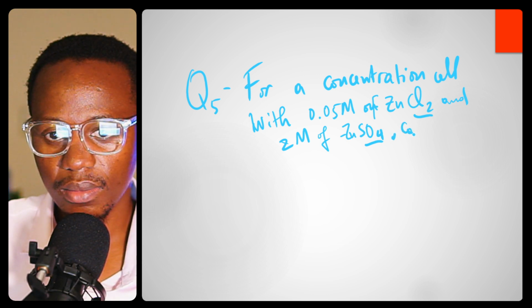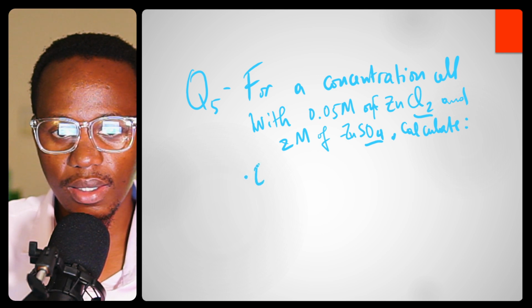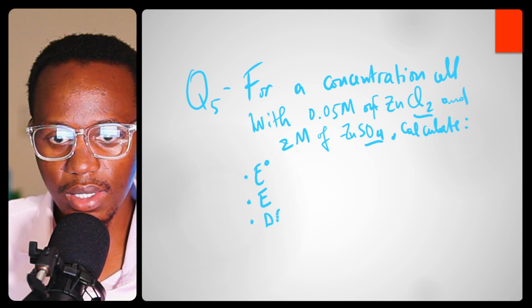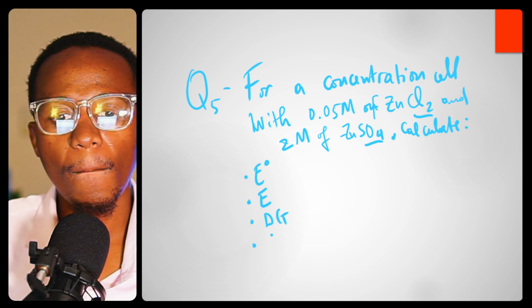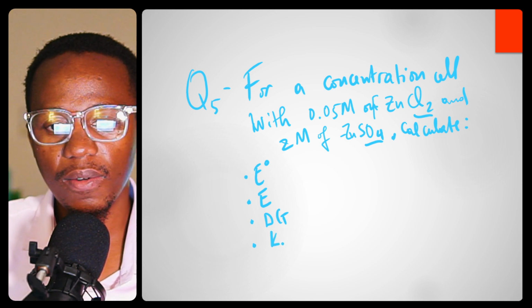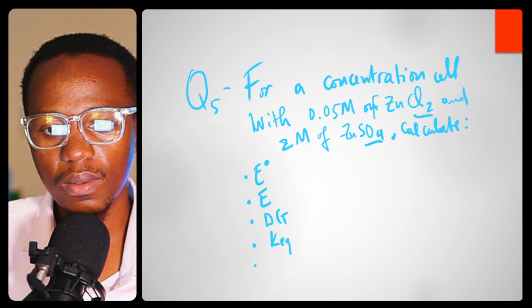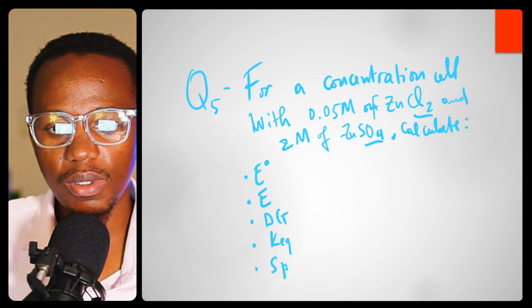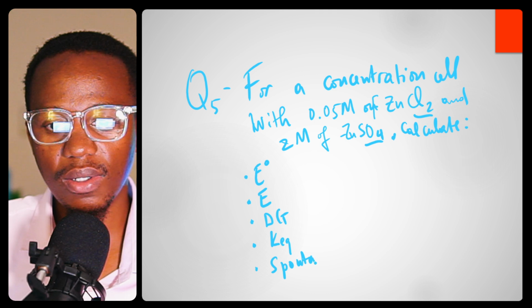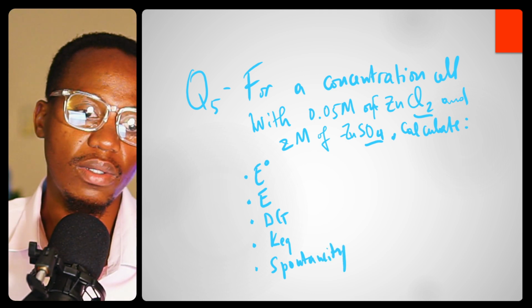Calculate E standard, E, delta G, the K equilibrium, and then spontaneity, meaning is it spontaneous or not. All right, that's question 5.